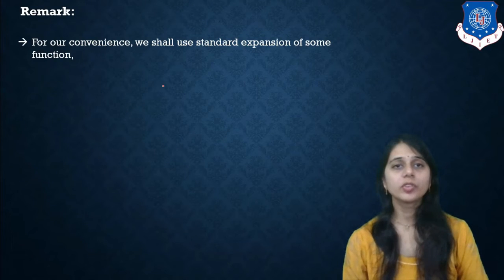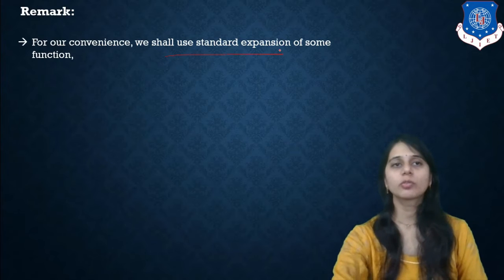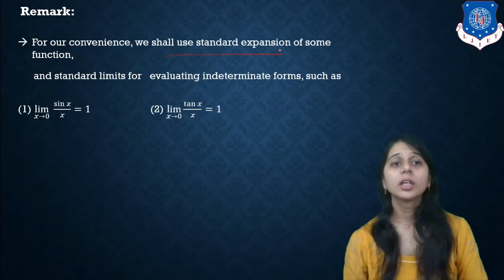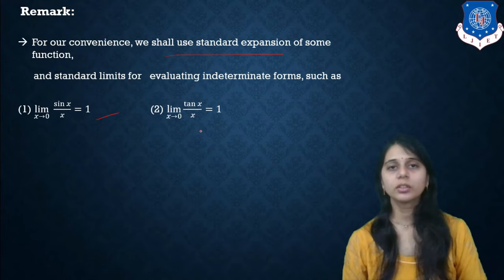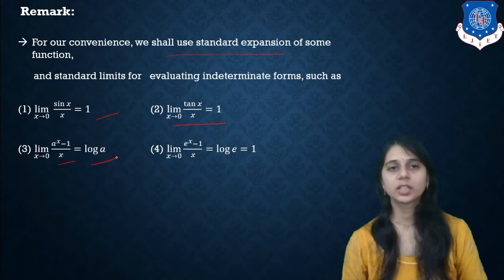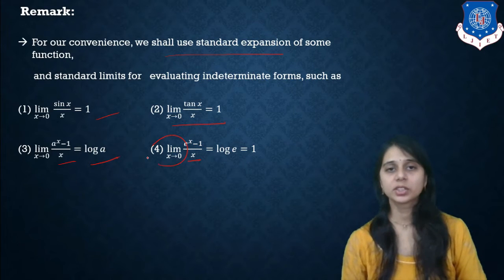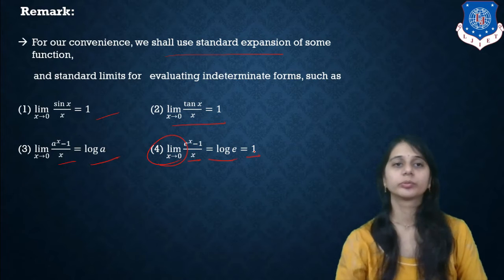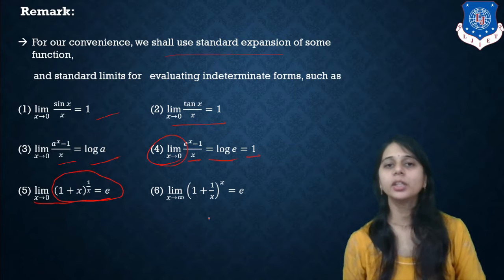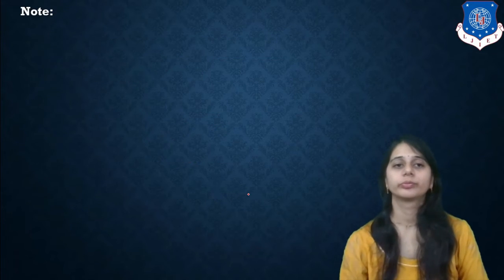Remark: for our convenience we shall use the standard expansions of some functions. The standard limits for evaluating indeterminate forms are: limit sin x by x equals 1, limit tan x by x equals 1, a raised to x minus 1 by x equals log a, e raised to x minus 1 by x equals 1, as x tends to 0, since log e equals 1. Similarly, limit x tends to 0 of 1 plus x raised to 1 by x equals e, and 1 plus 1 by x raised to x equals e.